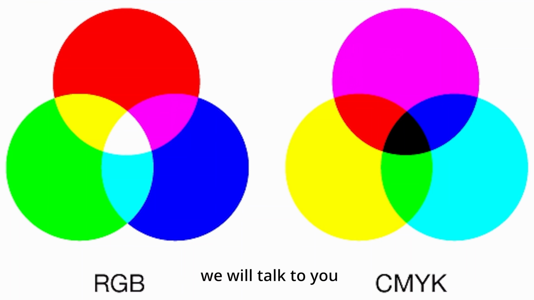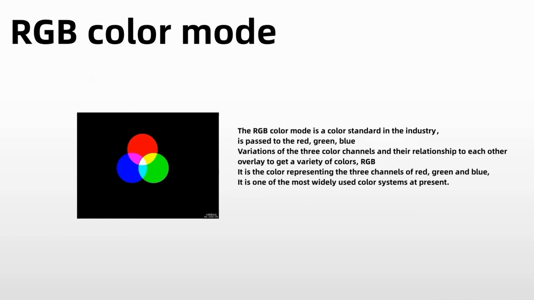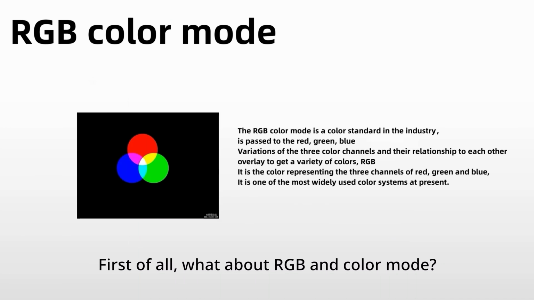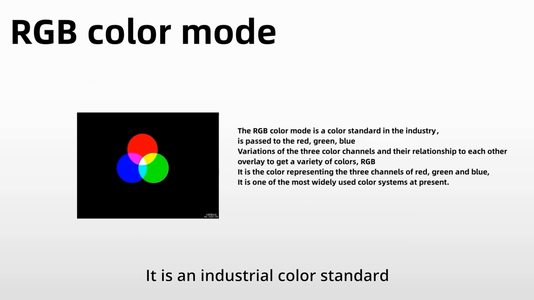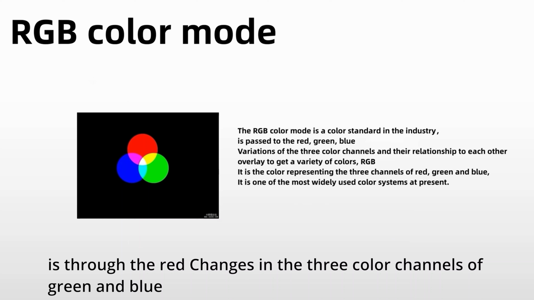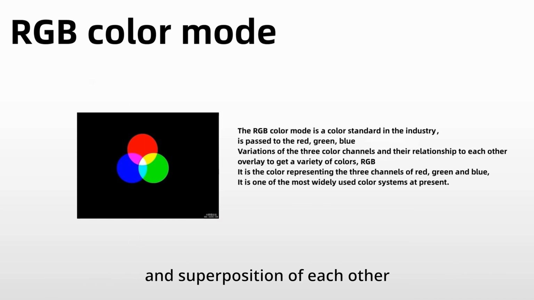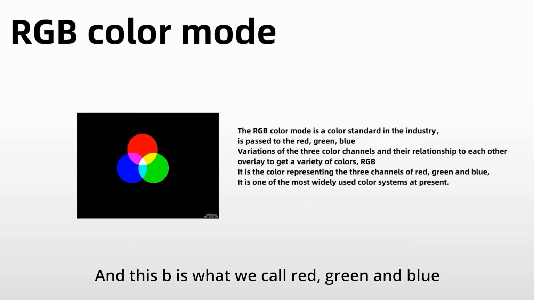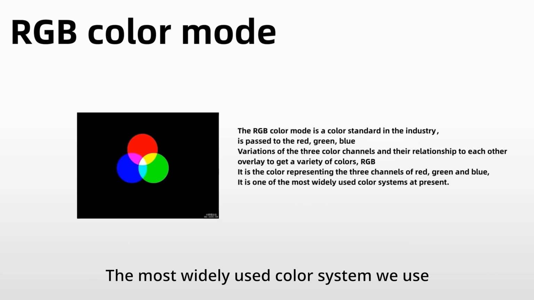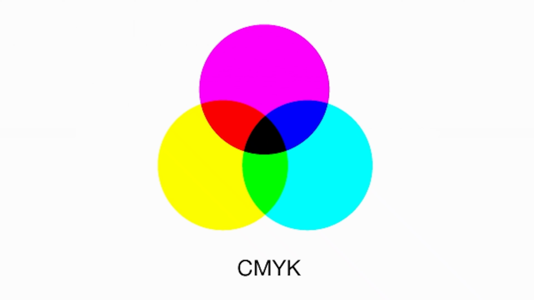Next, we will talk to you about RGB and CMYK, the different color modes. First of all, what about RGB color mode? It is an industrial color standard. It produces various colors through changes in the three color channels of red, green, and blue, and superposition of each other. And this RGB is what we call red, green, and blue. It's also currently the most widely used color system.